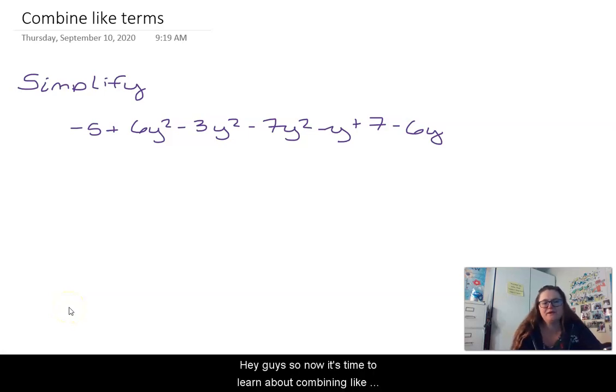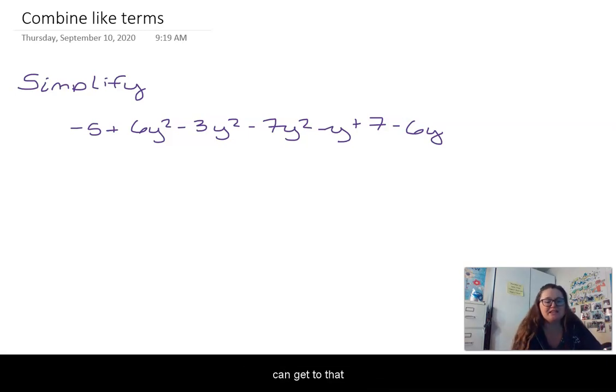Hey guys, so now it's time to learn about combining like terms, which should be something you've seen before. So if you remember, like terms are things that have the same variable and the same exponent. So you should have got that out of your vocabulary. If you haven't yet, you might want to go check out your vocabulary.